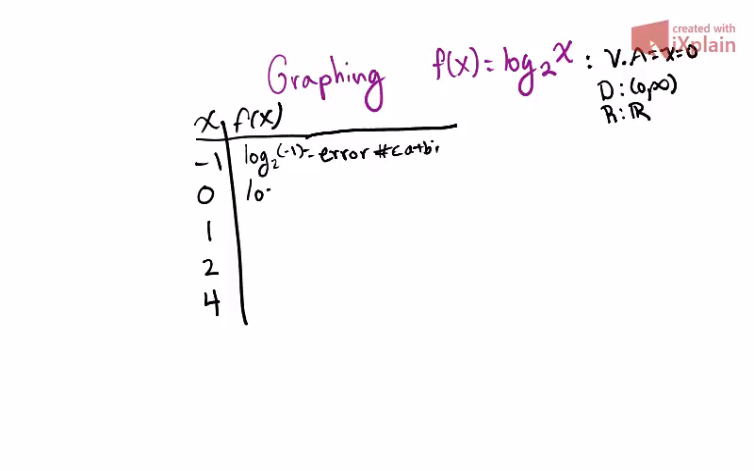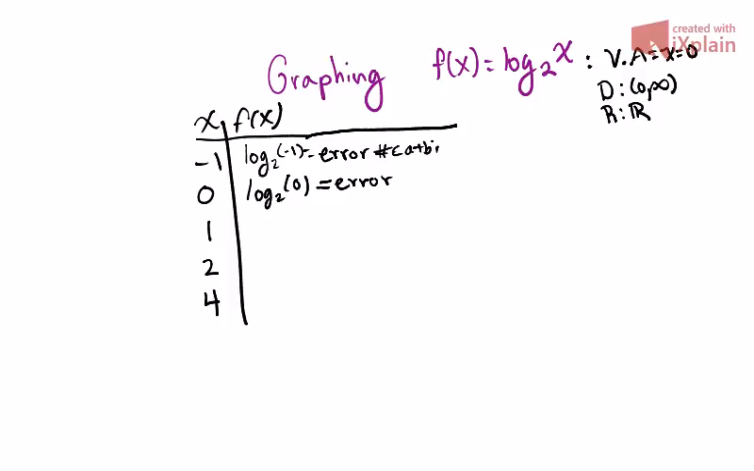However, if I do log base 2 of 0, in other words, what power of 2 gives you 0, you're still going to have the same thing. Error. There is no power of 2 that gives you 0. No power of 2 gives you 0. There is no real number that will give you 0. There is a complex number, but we cannot deal with complex numbers, so it's error.